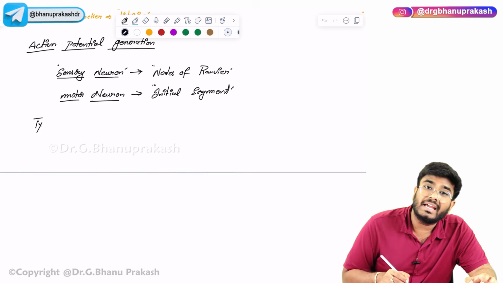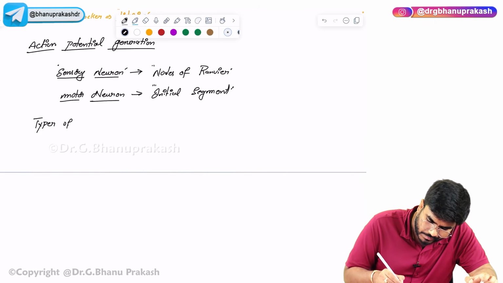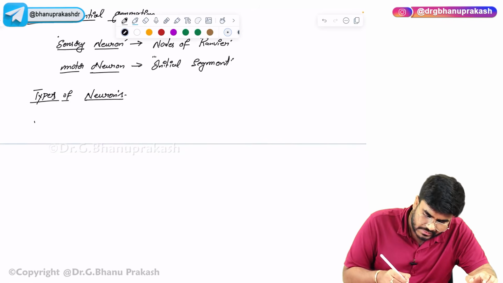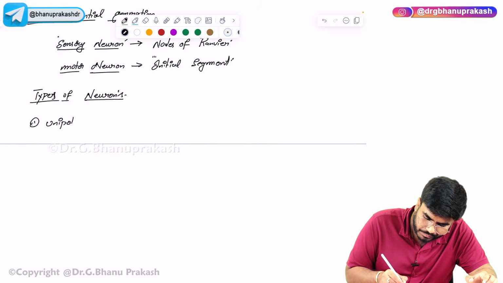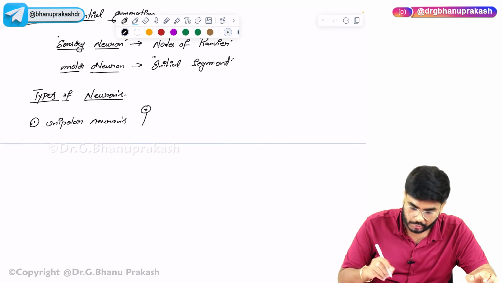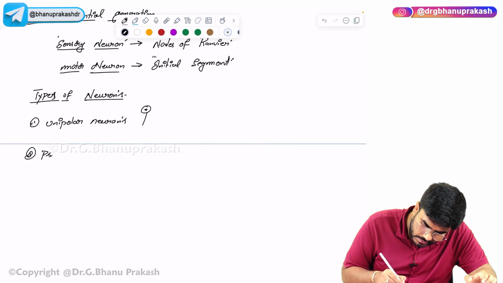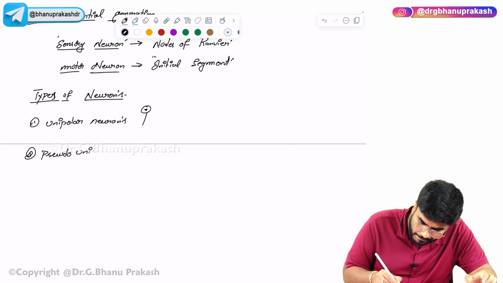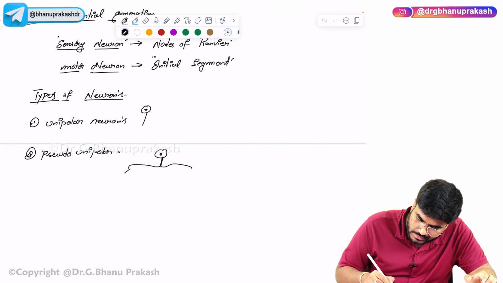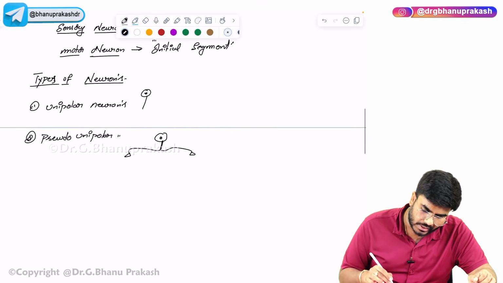After this, let me tell you the different types of neurons. Of course, based on function, they are sensory neurons and motor neurons. But anatomically, the first type are unipolar neurons, where there is one cell body and only one axon. Next, there are pseudo unipolar neurons, where one process comes out of the cell body and divides into two processes, one central process and one peripheral process.